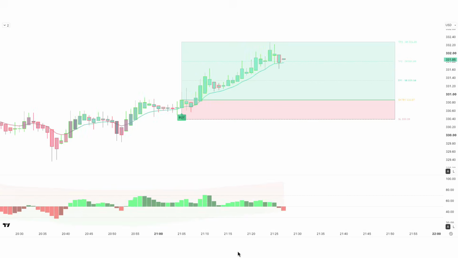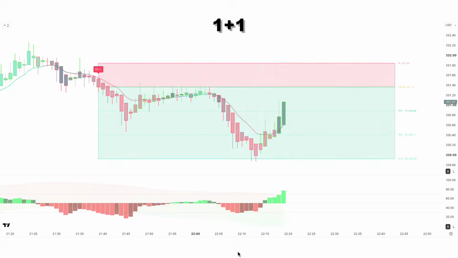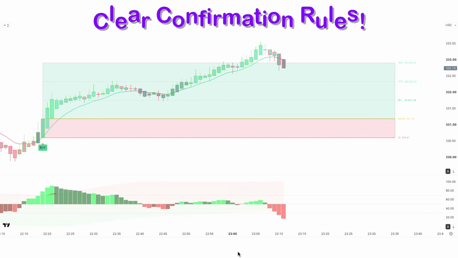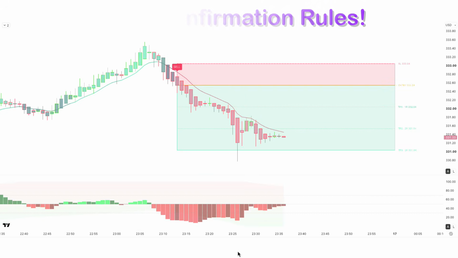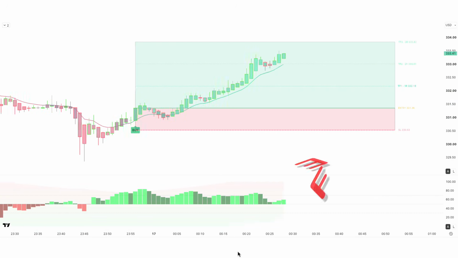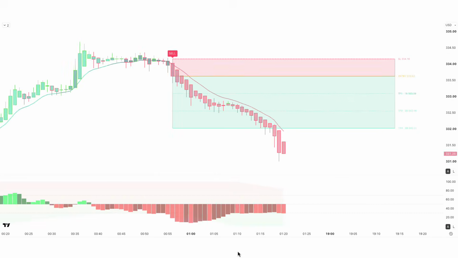In today's video, I'm going to show you a free TradingView setup that combines Quant plus RSI to help identify high-probability entries with clear confirmation rules. This isn't about chasing every move or claiming a perfect strategy. It's about following a structured process that can help you avoid many low-quality setups.